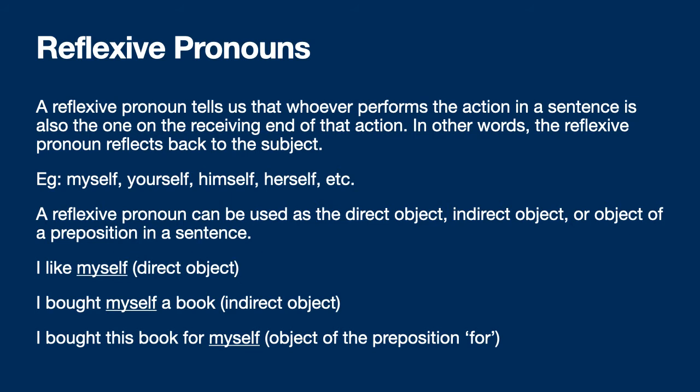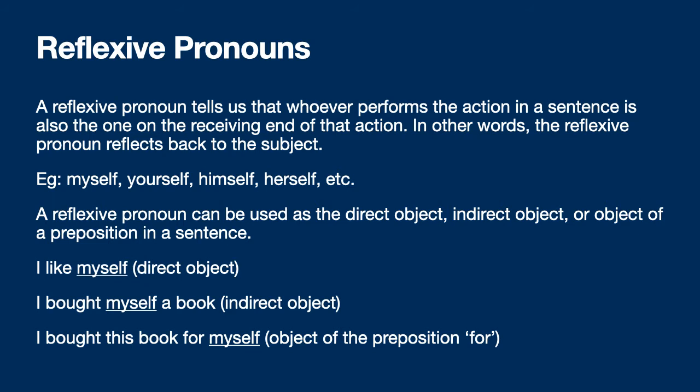And a reflexive pronoun can be used as a direct object, the indirect object, or the object of a preposition in a sentence. So, which are the different positions in a sentence where a reflexive pronoun can occur? What are the different functions that are performed by a reflexive pronoun? So, let us look at these example sentences.